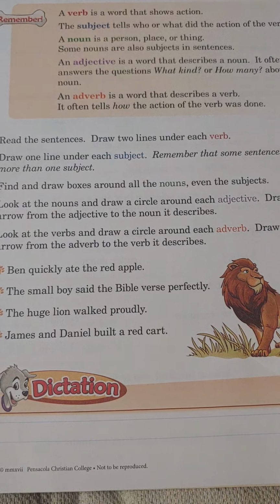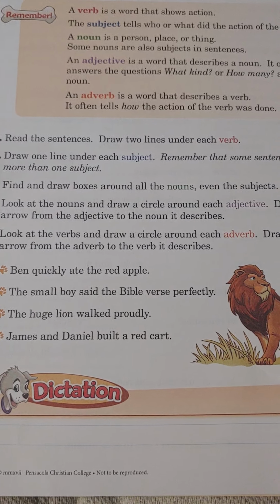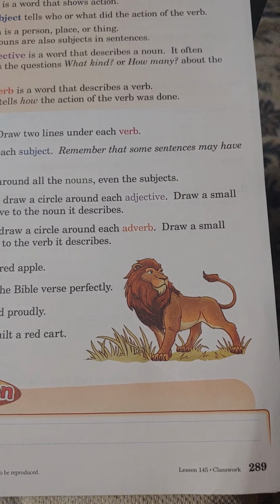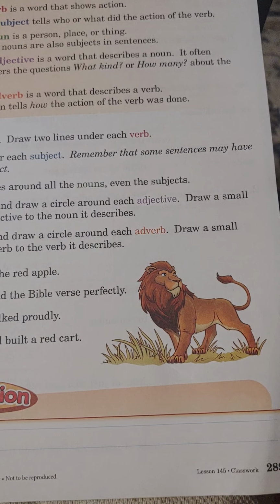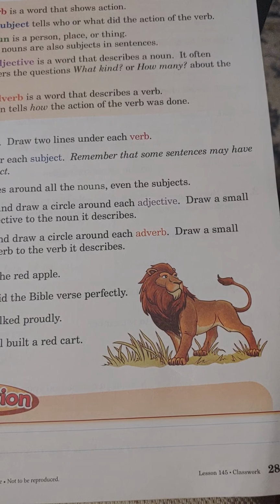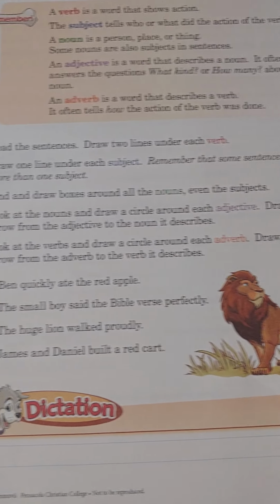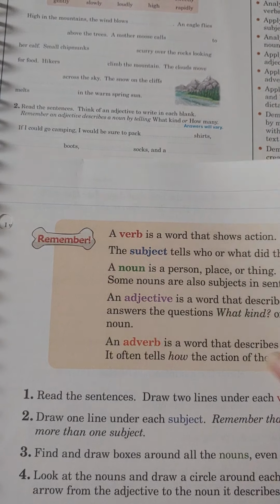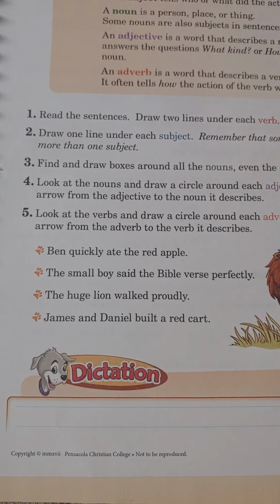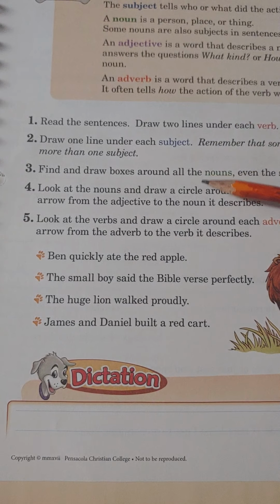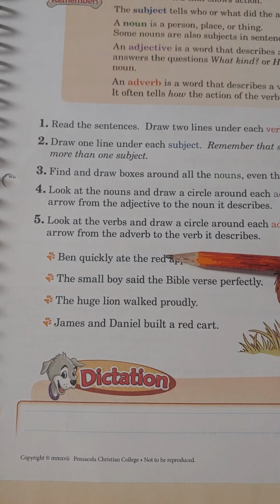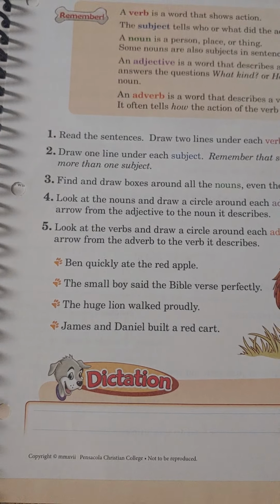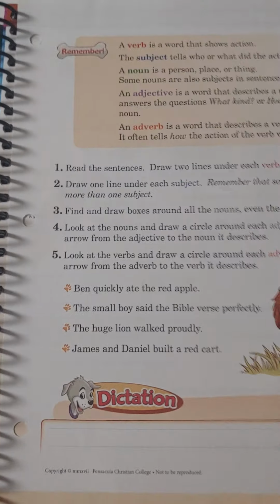Number 5, look at the verbs and draw a circle around each adverb. Draw a small arrow from the adverb to the verb it describes. So there's a lot to do here. We have to do each one of these to these sentences right here. Okay, so we're going to go back and do like a checklist. Make sure we're doing each thing it says to do.